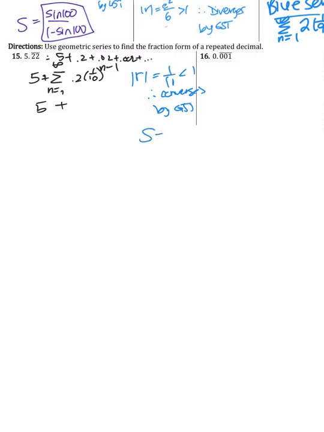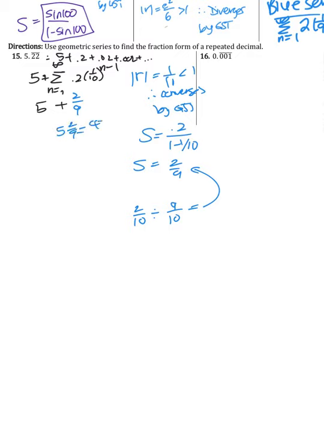So that sum is going to be the first term, which is 0.2, divided by 1 minus that common ratio, and this is going to simplify to be 2/9. And if you're not seeing that, remember that 0.2 is 2/10. We're going to divide that by 9/10. That's going to just give me that 2/9. That's where that's coming from. So this series is really 5 plus 2/9, which if we just wrote that, 5 and 2/9, 47/9 is how we would write this as a fraction as opposed to a repeating decimal.